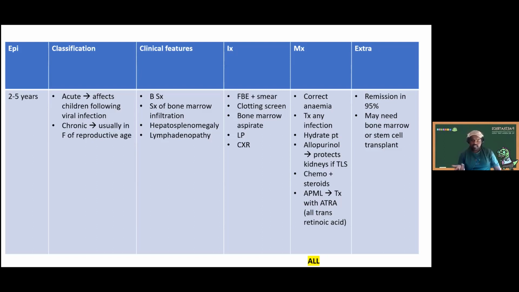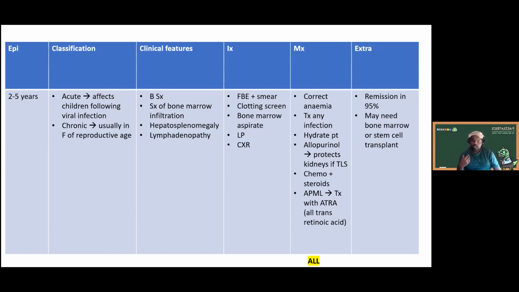In terms of the investigation, there are a number of investigations, but the first thing that you'll be doing is an FBE and a smear. The FBE will generally show low white blood cells, and the smear will generally show blasts. Other things that you can do later on are things like clotting screens, bone marrow aspirates, lumbar punctures, and chest x-rays. But the first thing that you'll want to do in these children is an FBE and a smear.